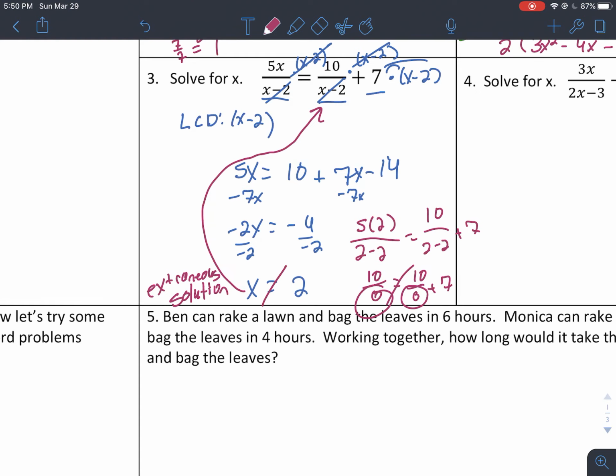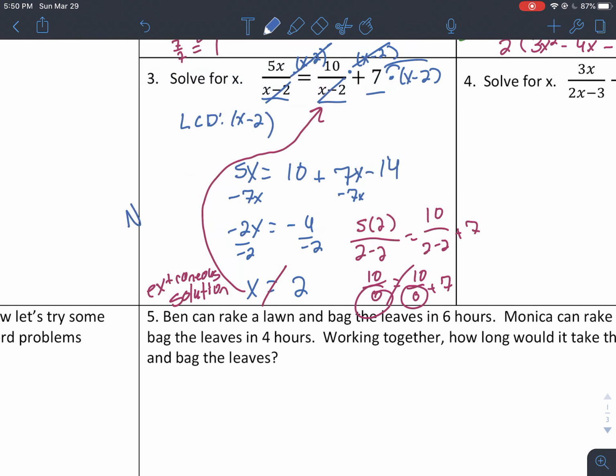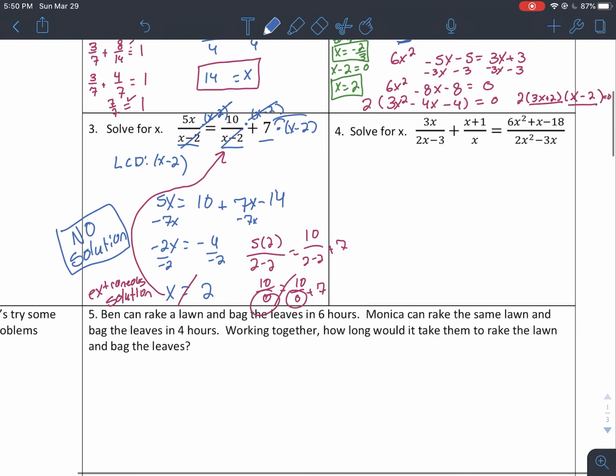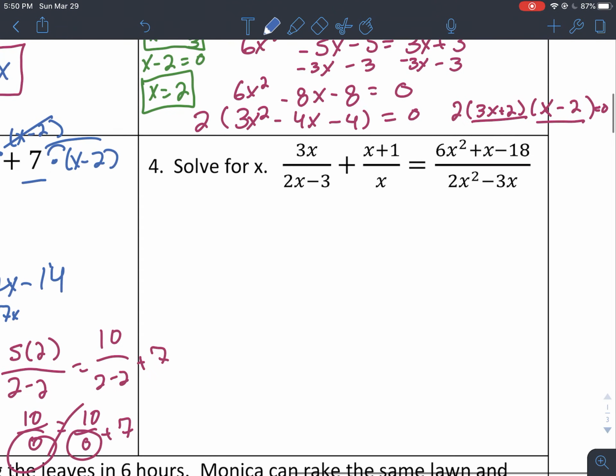And then because that was the only possible solution for that, it means then the proper answer for solving this problem would be that there is no solution. Sweet. So that gives us an example of what happens when we plug a number back in, it doesn't work. All right, number 4. Last one, right?